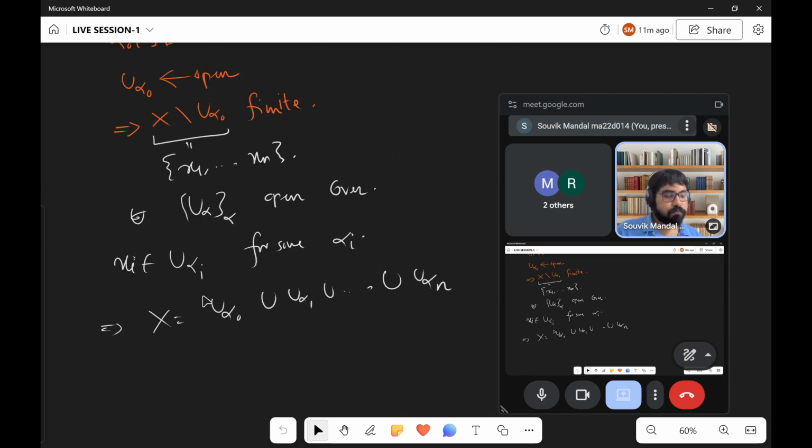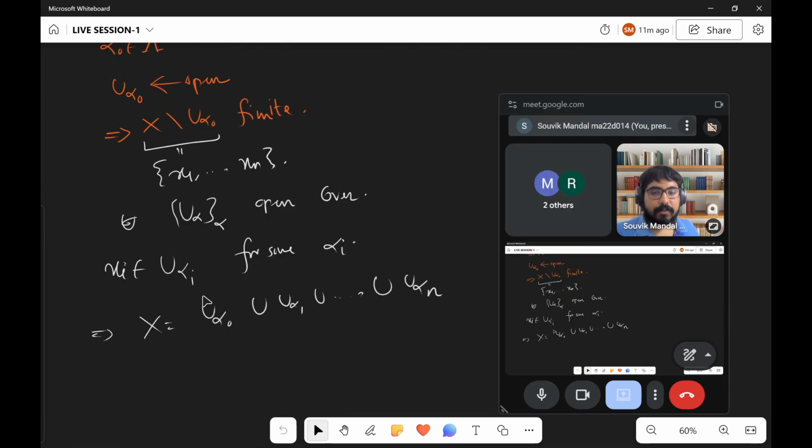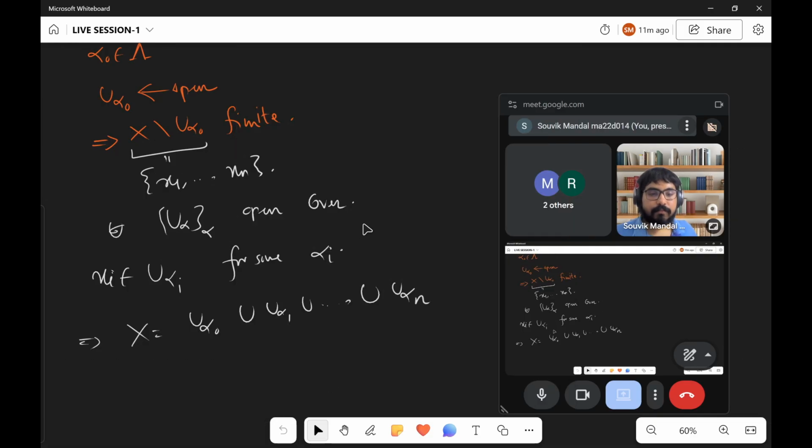Sir, could you please explain where you changed the pen color in that line? So we choose some index alpha naught and fix it. And so we have the corresponding U alpha naught. Now U alpha naught is an open set, correct? And our space is a cofinite topology, right? So X minus U alpha naught is a finite set, correct?